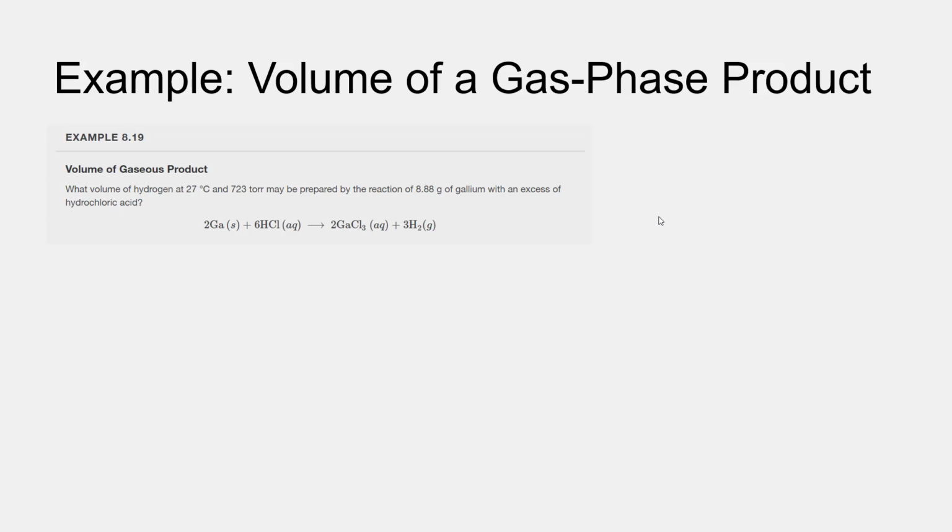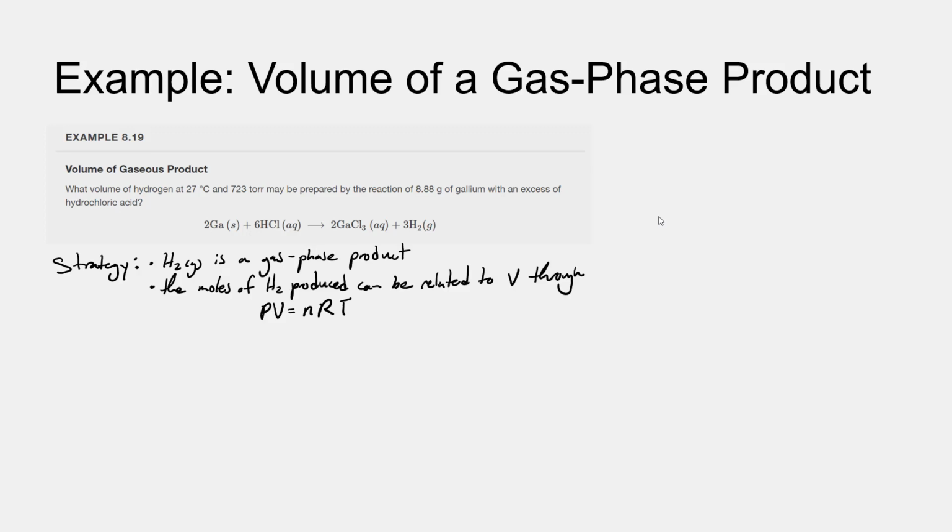So our overall strategy is to figure out how the moles of hydrogen produced can be related to the volume through the ideal gas law, PV equals nRT. We will first determine how many moles of hydrogen we expect to produce using our typical setup for predicting a theoretical yield in a limiting reactant situation. Remember, you can't identify the limiting reactant directly from the balanced chemical equation. You have to have a stoichiometric argument for which reactant is in excess, or the excess reactant and the limiting reactant have to be identified for you in the problem.